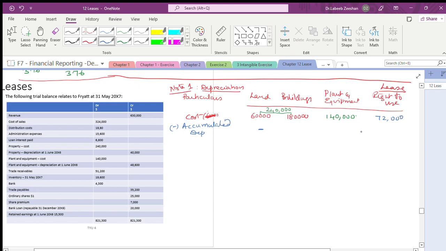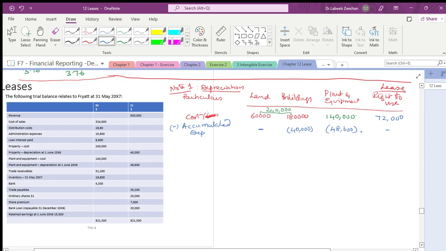Okay. On the buildings, how much is the accumulated depreciation? On the buildings it is 40,000. Is it right? On the plant and machinery, how much is it? 40,600. Okay, fine. Now, how much will you get here?